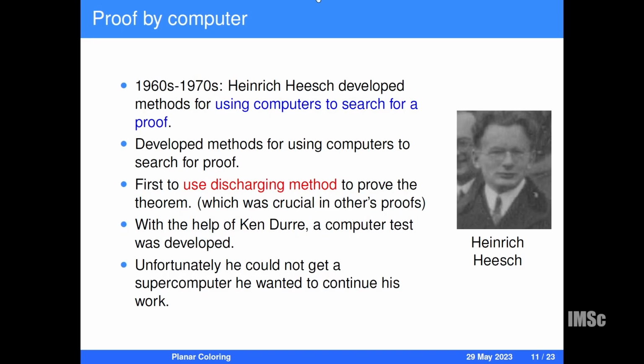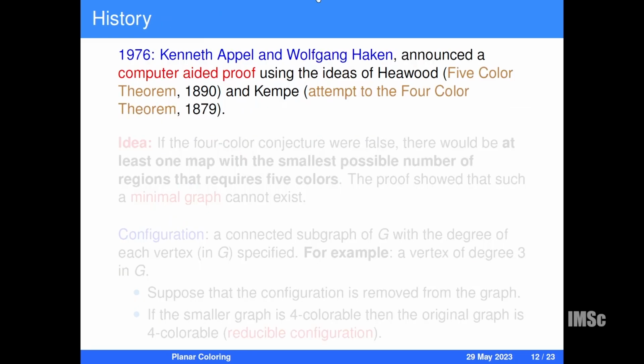Okay. So, let us come back to the history again. So, then there is this proof by computer. In the 1960s and 1970s, he developed methods for using computers to search for proof. He was the first one to use this discharging technique to solve the 4-color theorem. With the help of Ken Dore, a computer test was developed. Unfortunately, he couldn't get hold of a supercomputer to solve this. But using his ideas, in 1976, Appel and Haken announced a computer-aided proof using the ideas of Heawood, the 5-color theorem, and Kempe's theorem.